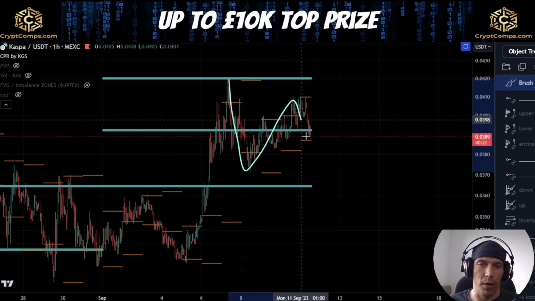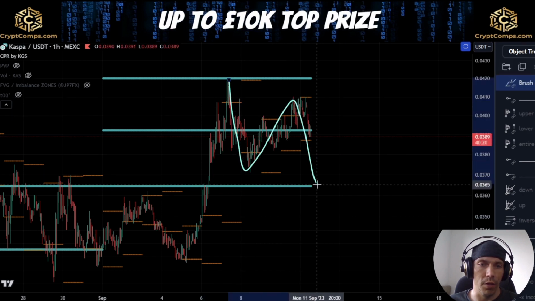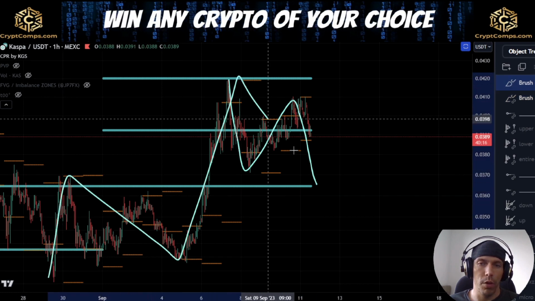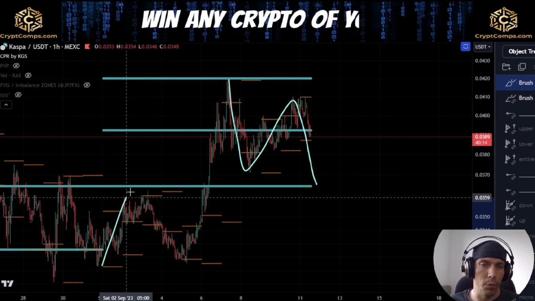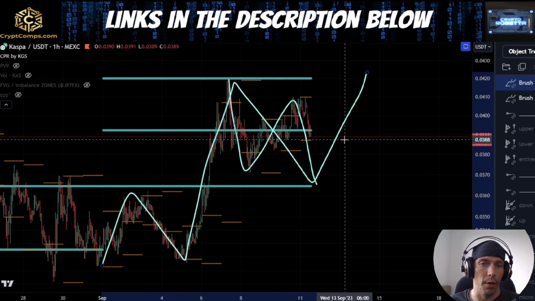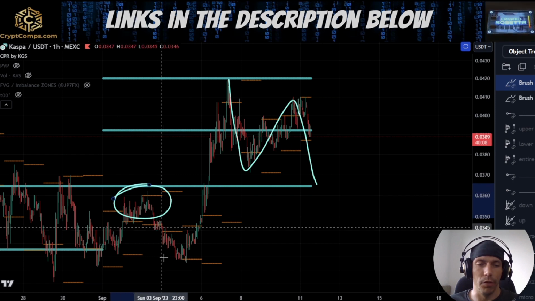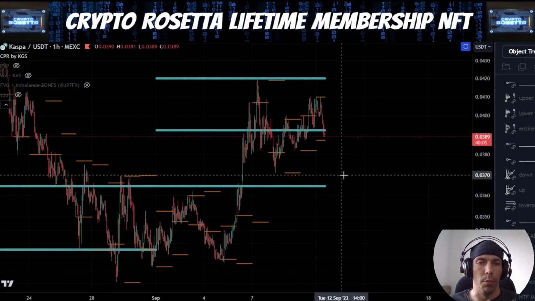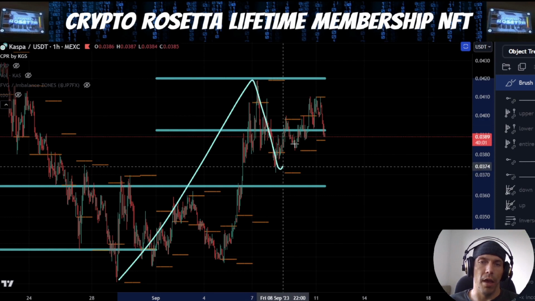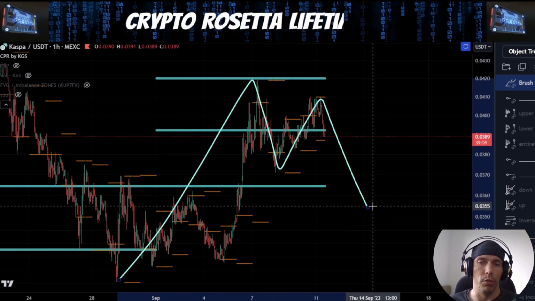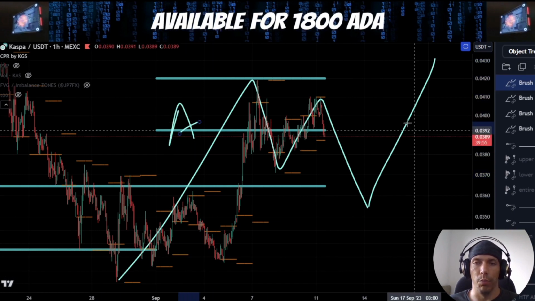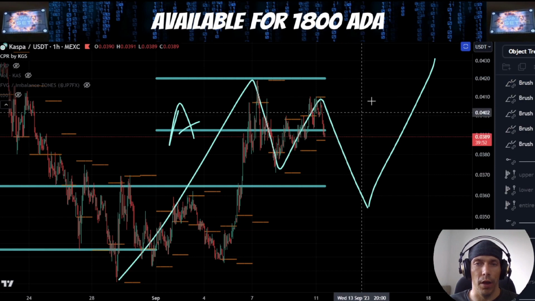This would align with the idea of seeing something like this as an ABC. Now, it wouldn't really fit into the idea that this is 1, 2, 3, 4, and 5, but it would still be allowed within this idea of 1, 2, 3, 4, and 5, because we would still protect this high over here if we're looking for that impulsive structure. Now, it is also possible if this is just a corrective move, this could be A, B, and then C, and then we look for that push to the upside where this whole move here is A, this is B, and then we have this C wave to the upside still to come.